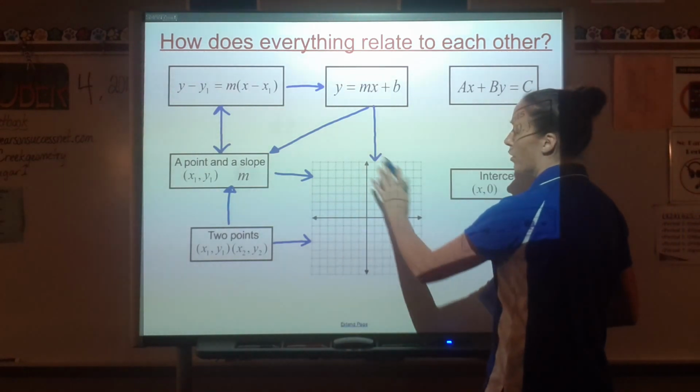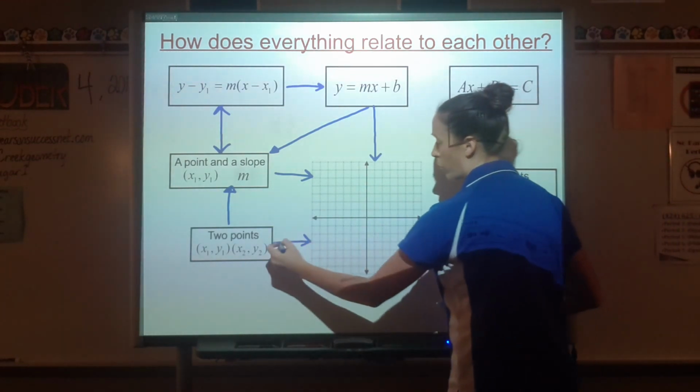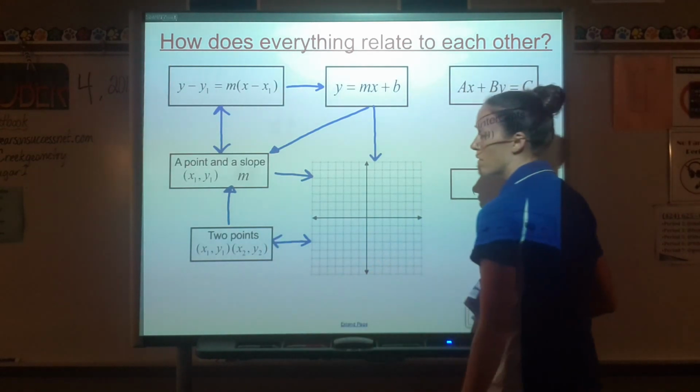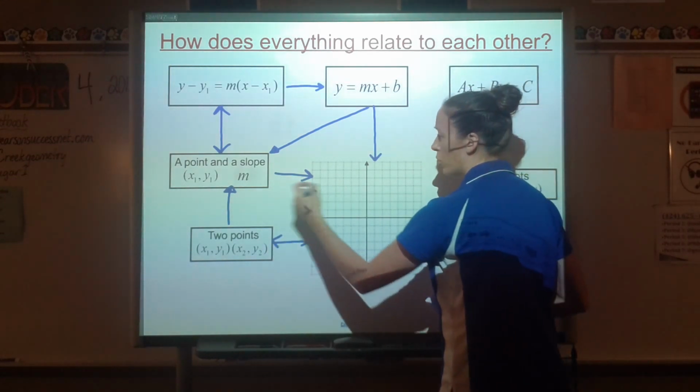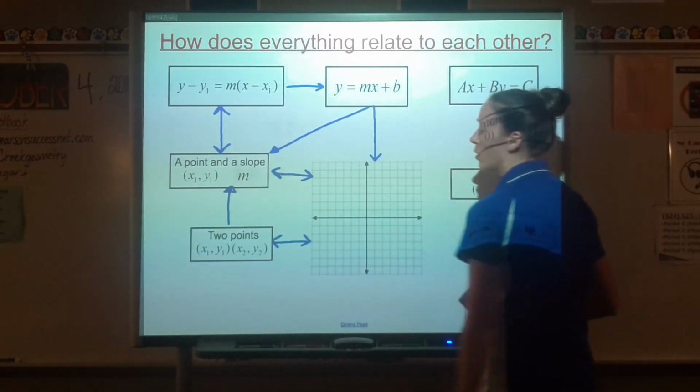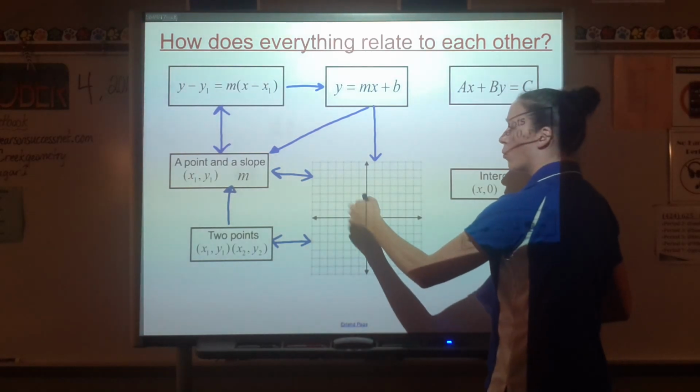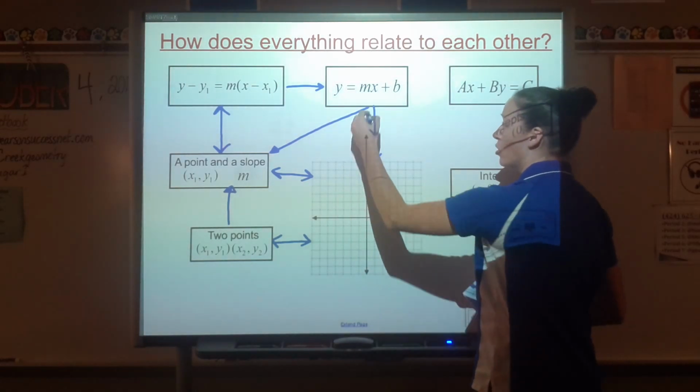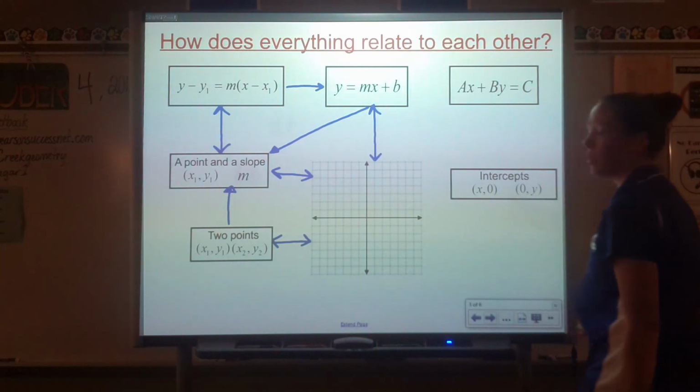From the graph, where could you go? From the graph, you can pull 2 points. From the graph, you could pull a point and a slope. And from the graph, with those pieces of information, you can actually go straight to slope-intercept form.